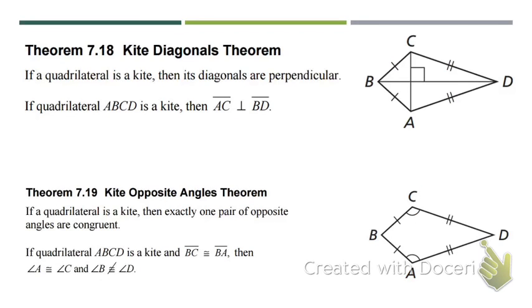So the kite diagonal theorem says if a quadrilateral is a kite, then its diagonals are perpendicular. And the kite opposite angle theorem says if a quadrilateral is a kite, then exactly one pair of opposite angles are congruent, and it's the pair that's connecting the non-congruent sides.